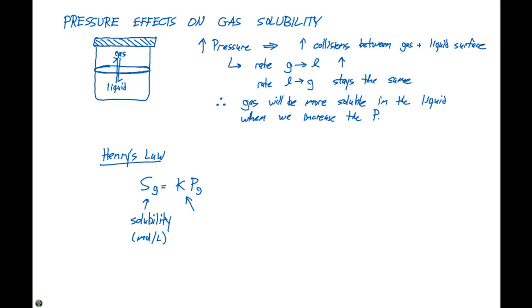K is referred to as Henry's constant, and this constant is typically expressed in moles per liter times atmosphere. And then P is our pressure. So this will allow us to determine what the solubility of a particular gas is as a function of pressure. And we'll do an example of this in the next video.